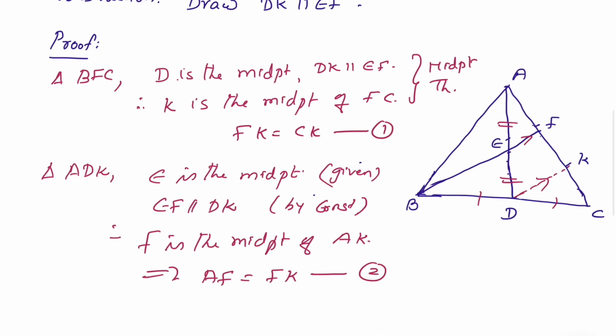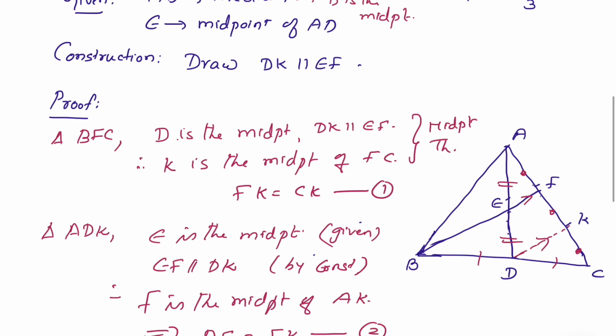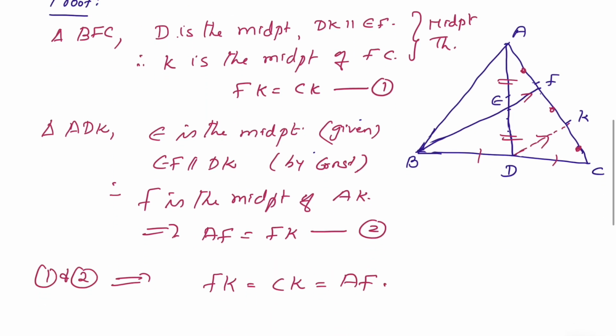So, from 1 and 2, you can say FK equal to CK equal to AF. So, AF is this, FK and CK. All the three are equal, therefore, AF is equal to 1/3 of AC.